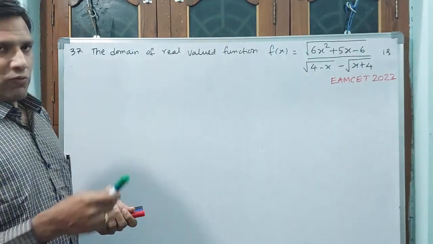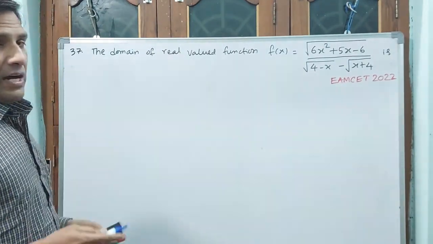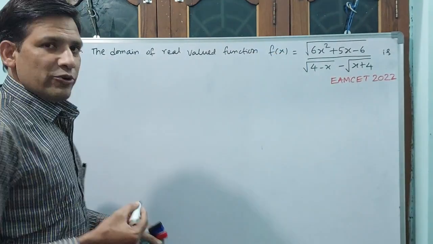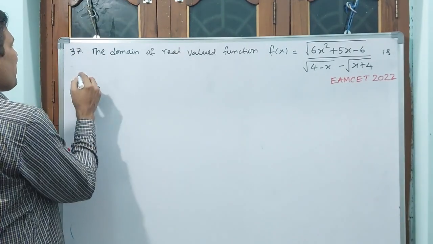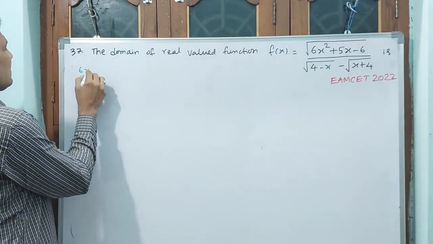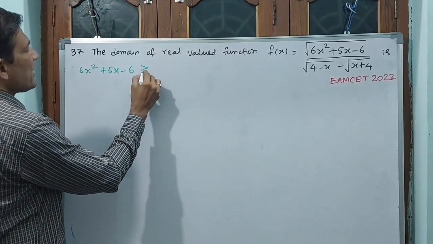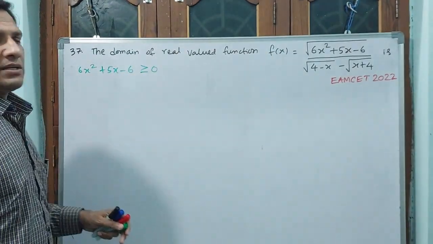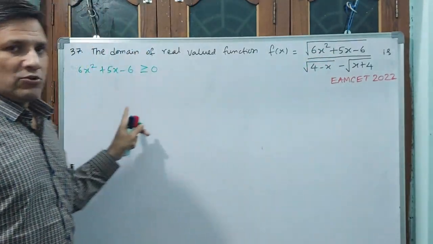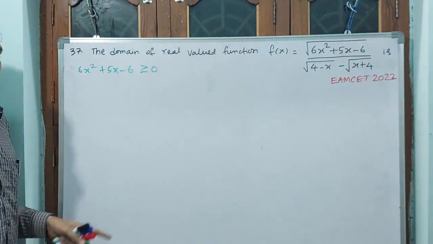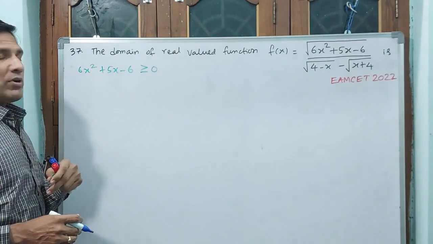Let us see. Now we proceed. One by one I will take. First I am taking the numerator. Numerator means 6x square plus 5x minus 6 should be greater than or equal to 0. Why? Because even if it is 0, there is no problem, since it is in the numerator. Okay, 6x square plus 5x minus 6.